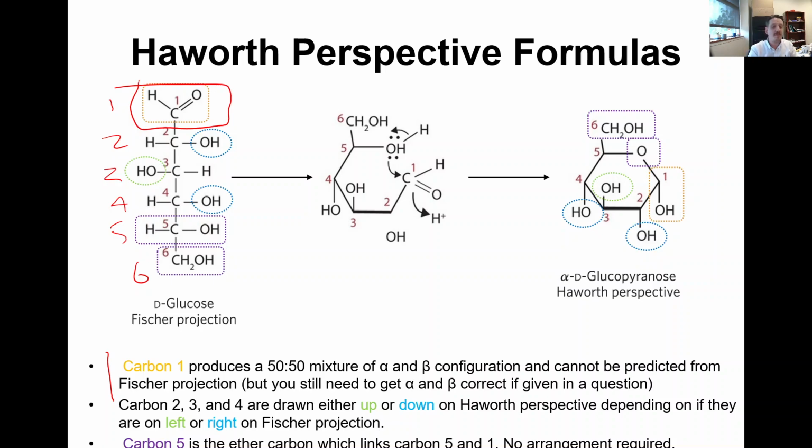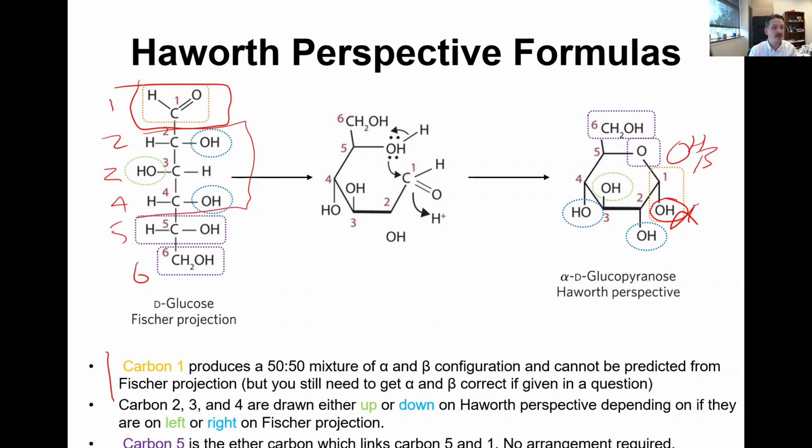In biology and biochemistry, there may be a preference for one or the other given by the biological conditions and the enzymes that may be present, and proteins that may be present in the chemical environment. But just going straight from the Fischer projection, we don't know. So when it cyclizes, the OH on carbon number 1 is going to be up or down for the alpha or beta configurations respectively, and you'll be told which one to draw.